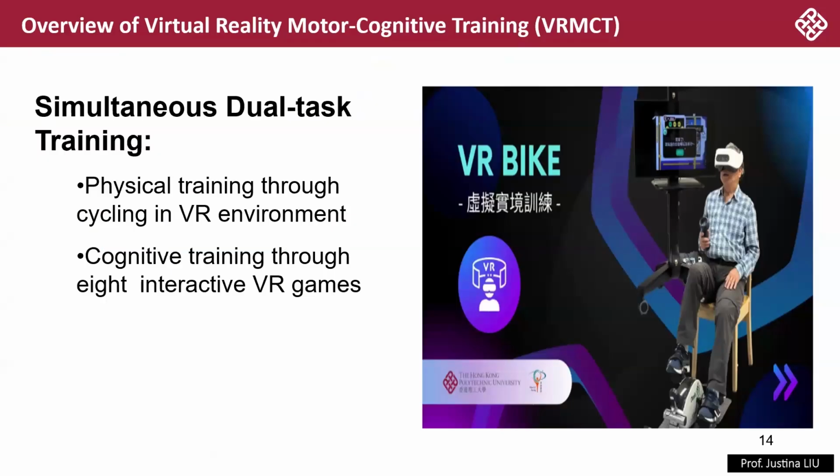So the first one is the virtual reality motor cognitive training. It is called VR bike or the VR MCT training system. For this one, we use immersive virtual reality technologies to create a simultaneous dual-task training, with an aim to enhance both the cognitive and physical health of older adults with cognitive frailty. In the system, the physical training is provided through cycling in the VR environment, and the cognitive training is provided through 8 interactive VR games.